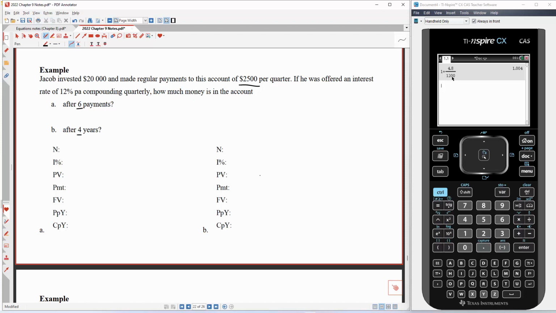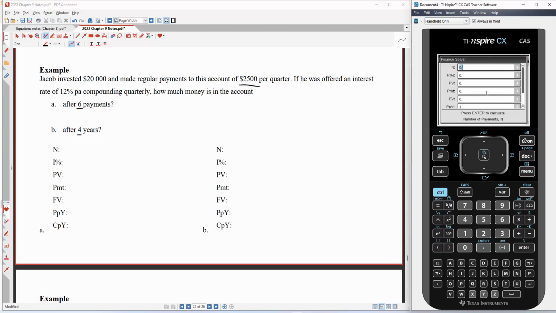Let's go into Financial Solver for this one, because we could do this with a recurrence relation for 6 payments, but not really 4 years. That would be 48 lots of the enter. So let's use Financial Solver: menu, 8 and 1.